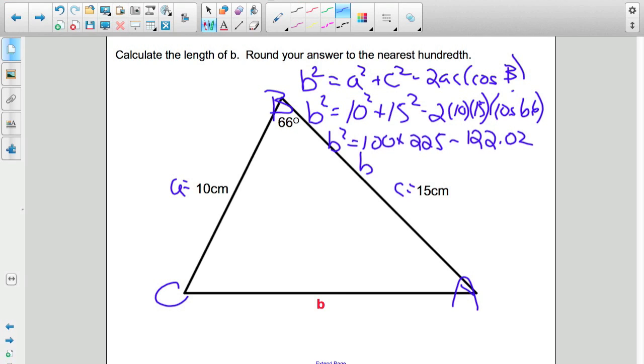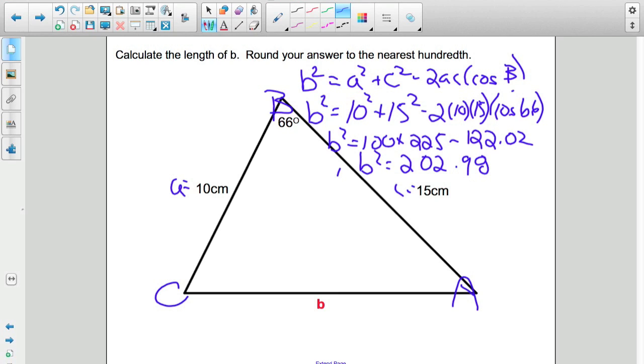So here B squared is equal to 100, so it's 125 minus 122... 102.98? Is that right? Did I do the math in my head right? It's 325 minus... oh, it's 202.98. Yes, it is, because you have to add the first. So 100 plus 225 minus 122.02 should give us 202.98.